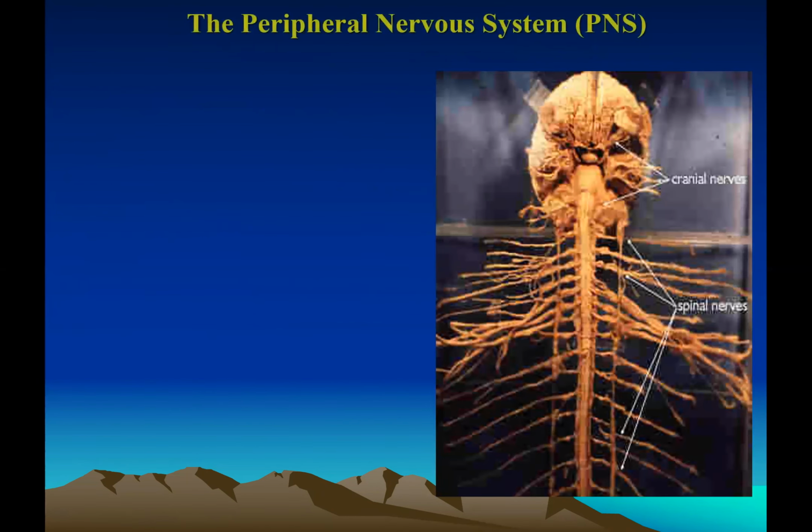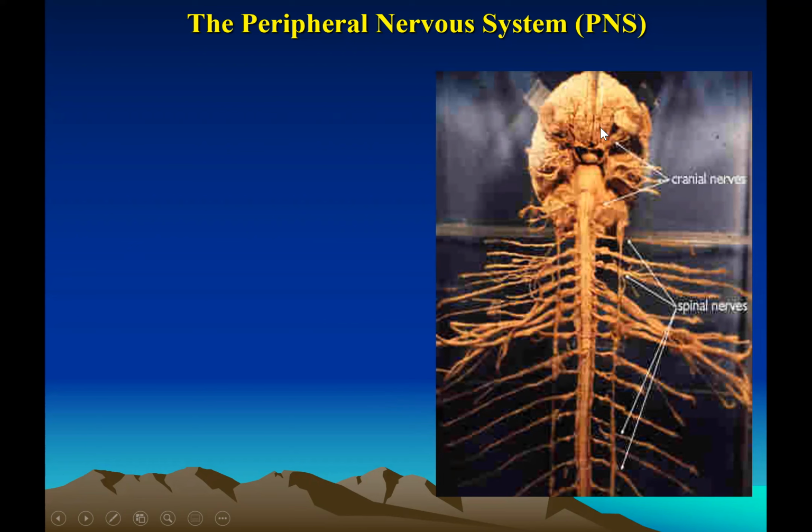Moving on to the peripheral nervous system, you can see it includes all the neural tissue that is found outside of the brain and the spinal cord. So these are the conduits. It's like wires that take the information from the periphery of the body to your spinal cord and brain for processing. It delivers sensory information to the central nervous system, and then the brain will process it, and then it will send out motor commands.